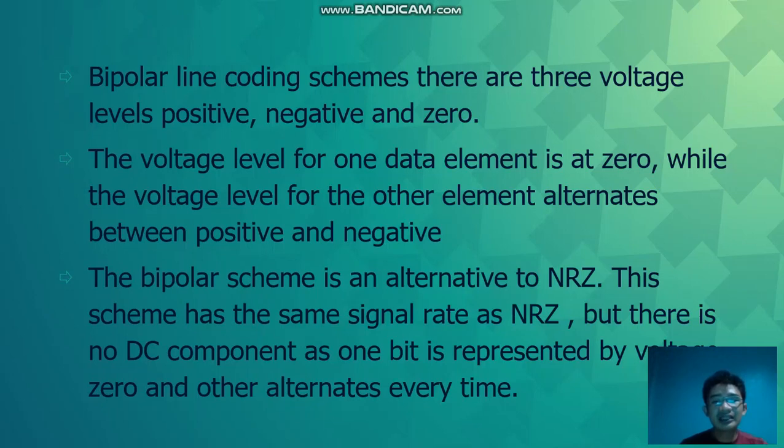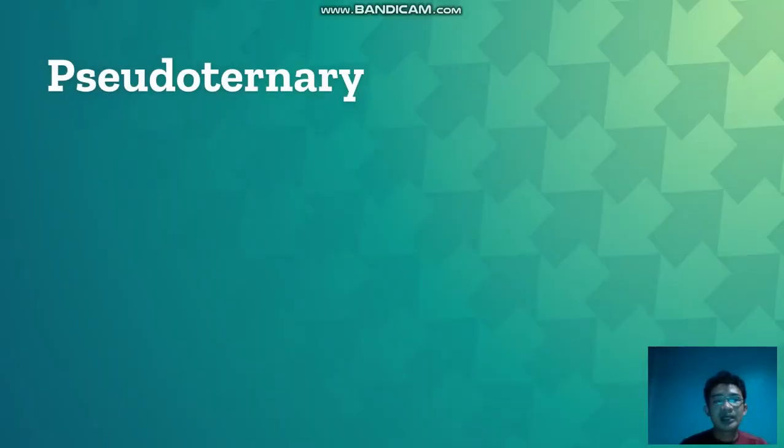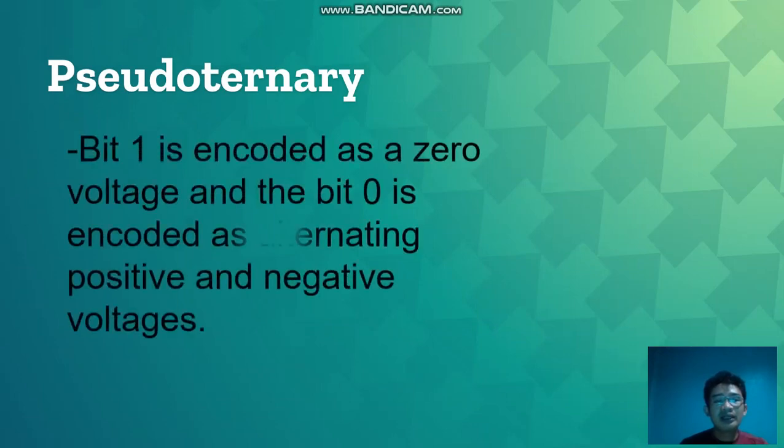This scheme has the same signal rate as NRZ, but there is no DC component as one bit is represented by voltage zero and the other alternates every time. What is pseudo-ternary? Bit 1 is encoded as a 0 voltage and the bit 0 is encoded as alternating positive and negative voltage.